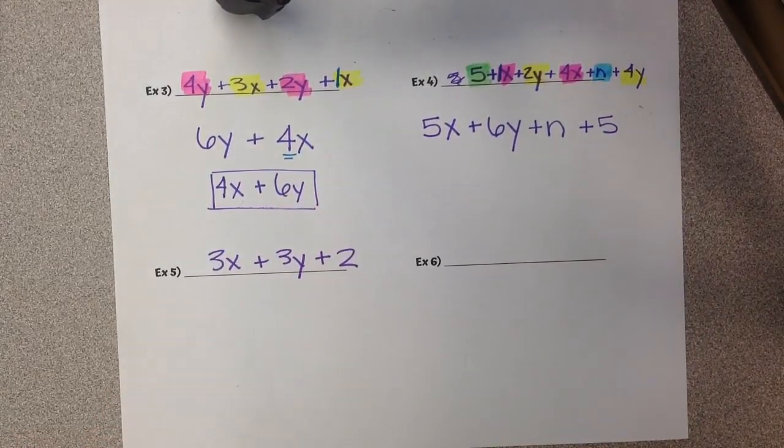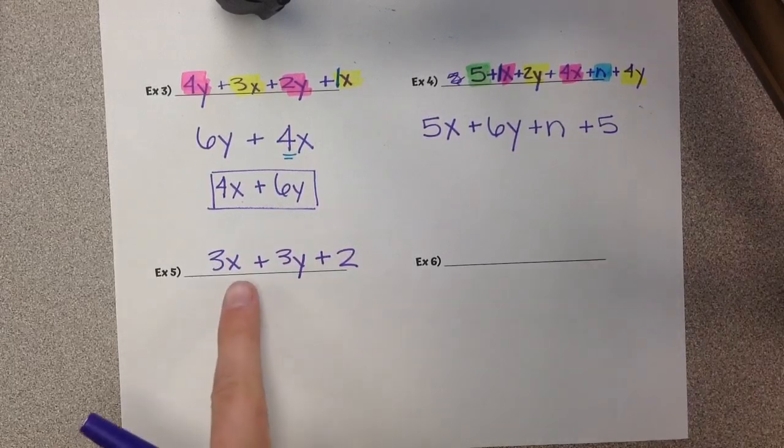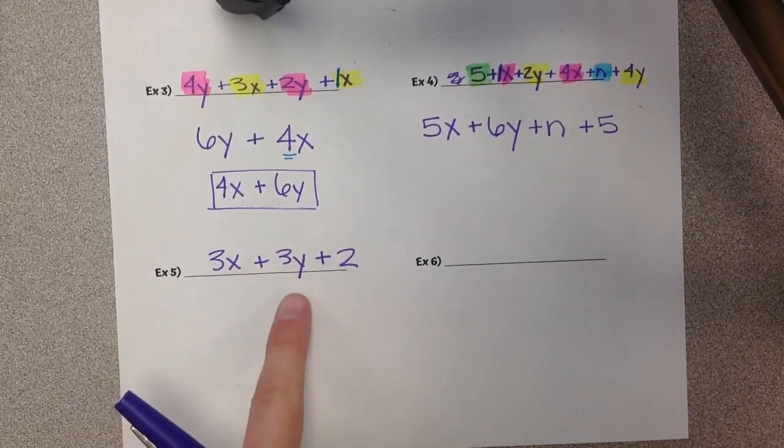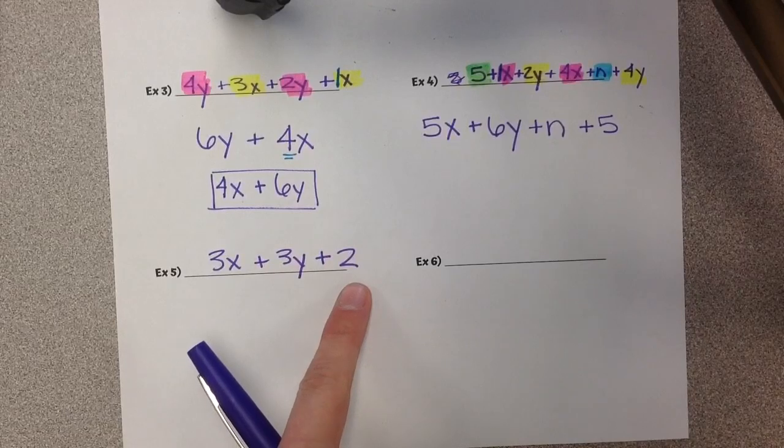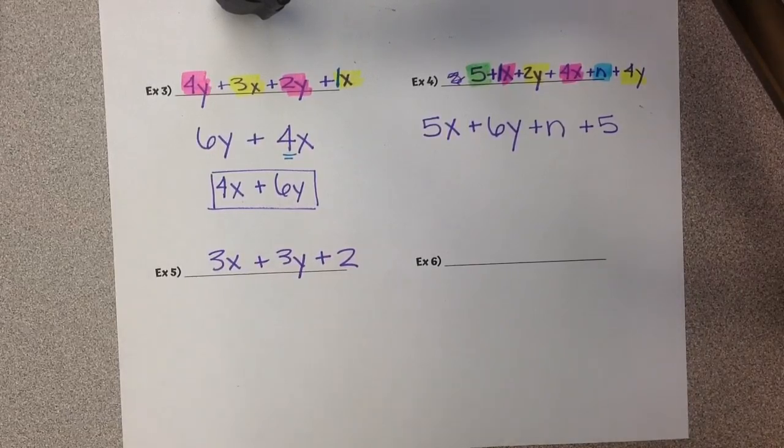So I'm looking, are there any parentheses? No. Are there any like terms? Are there any other x's? No. Are there any other y's? No. Are there any other constants? No. So there's 2 ways that you could write your answer.